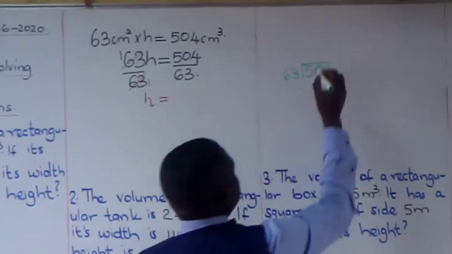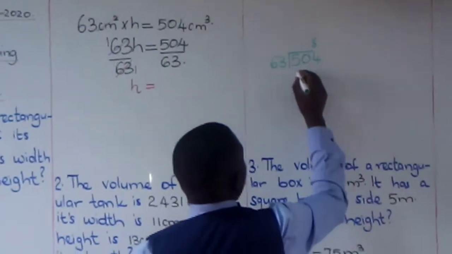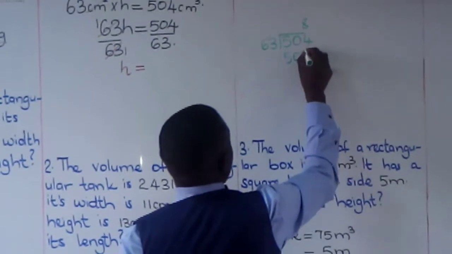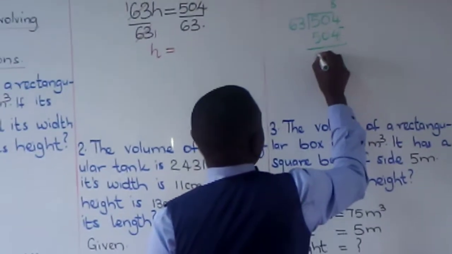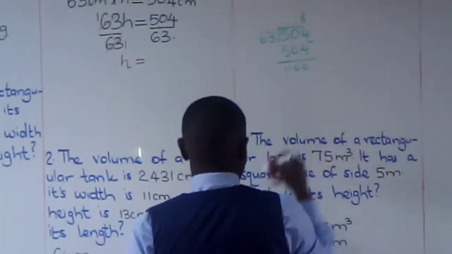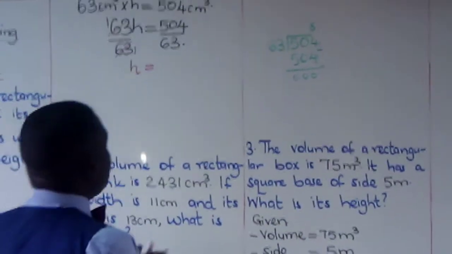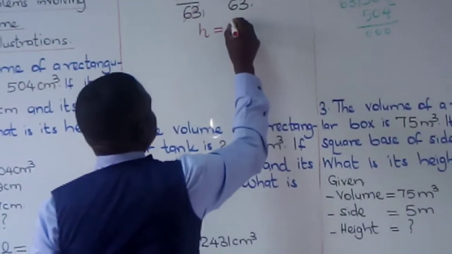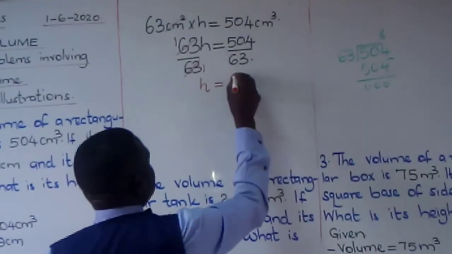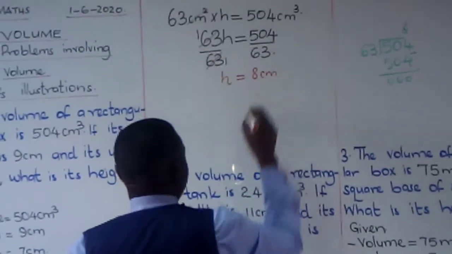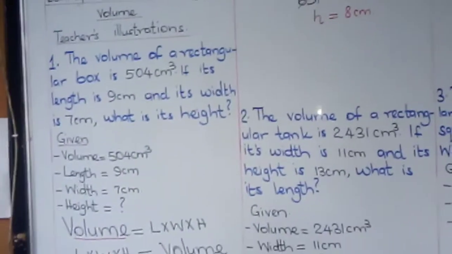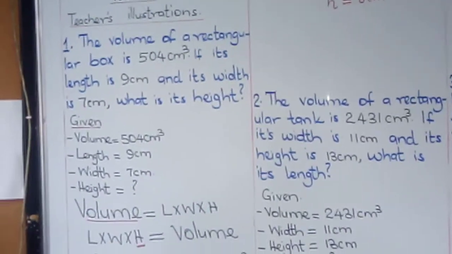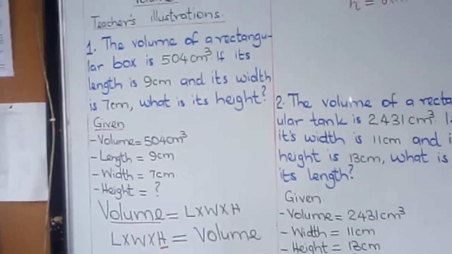So it is 8. And we get 504. When you subtract, that is 0, 0, 0. And so our answer is 8. So the value of h is 8 centimeters.